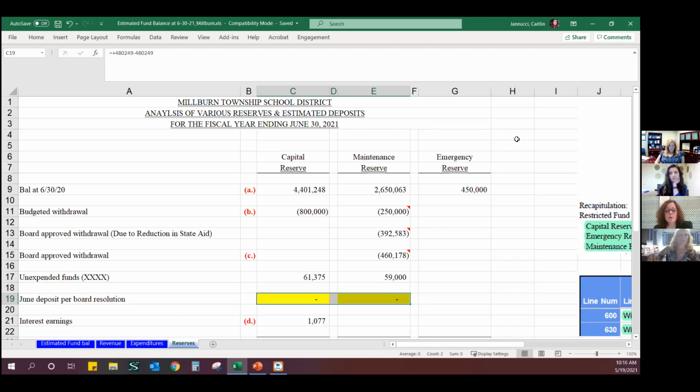I know later in the presentation they'll be talking about the different reserves and how they could be used. We were using maintenance reserve because it is one of the most readily accessible ways to get access to your funds. And so you could see that we took advantage of that.